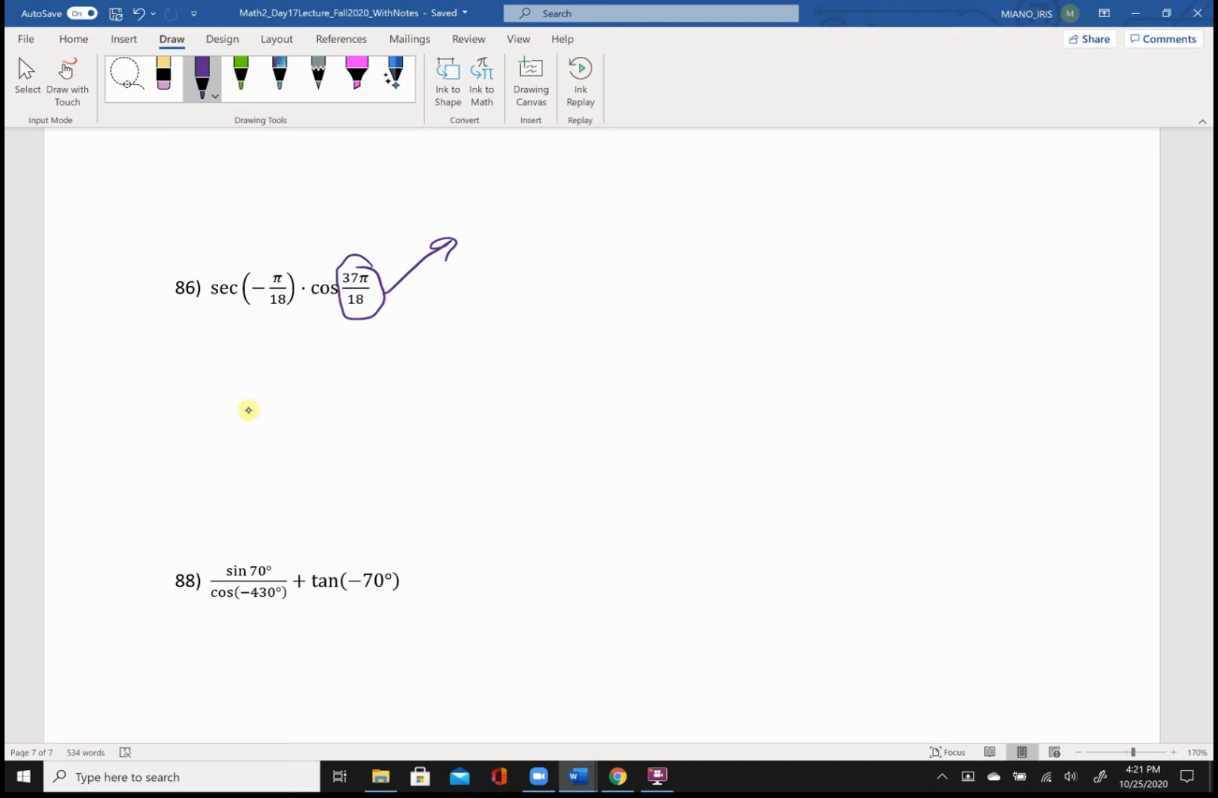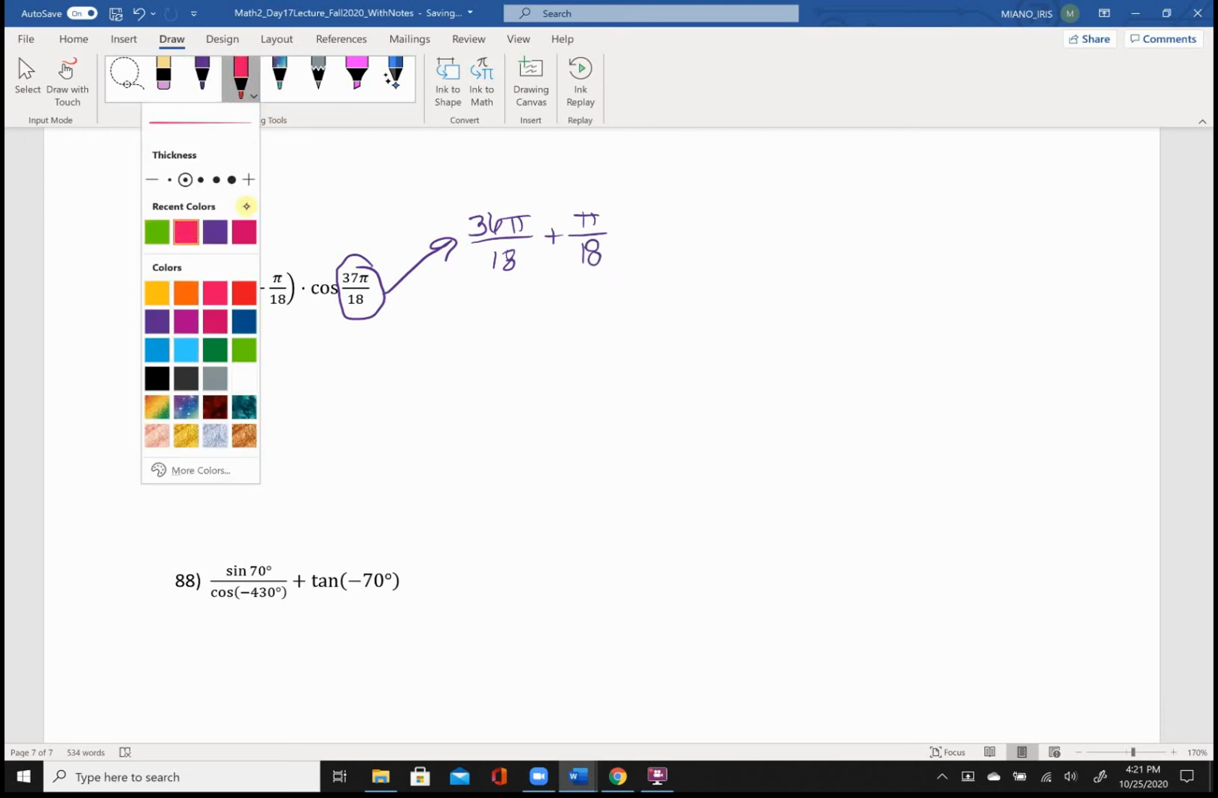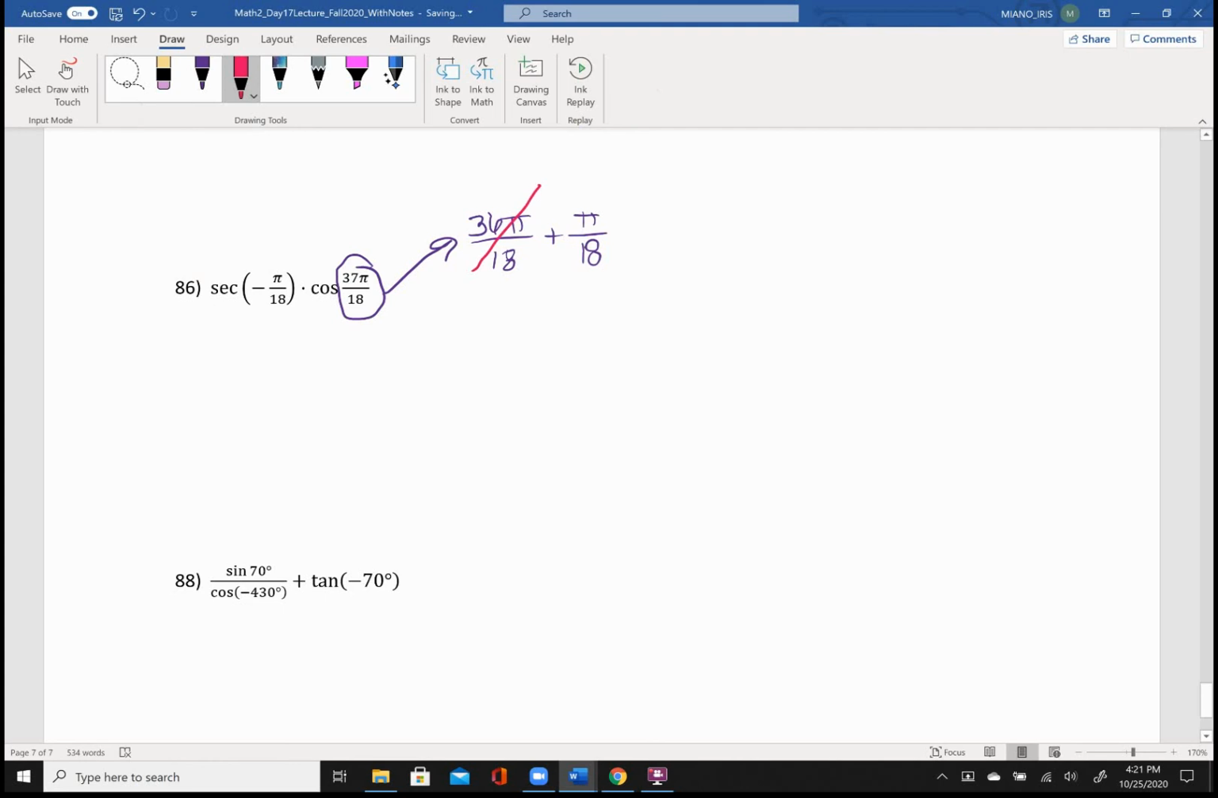So 37 pi over 18, that's the same as 36 pi over 18 plus pi over 18, right? And then this right here, let's go back to that hot pink. I like that color. This goes to 2 pi, which is equivalent to 0 radians, right? So it's really like we have cosine of pi over 18. You feel me on that?